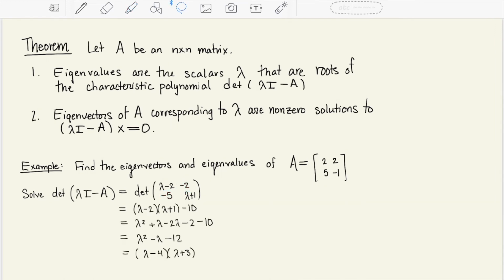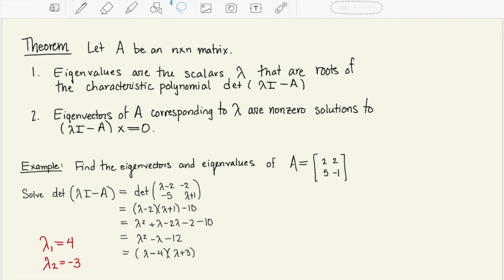Working out this determinant is going to produce a polynomial because there are lambdas as entries of this matrix. So we write out, using the 2x2 determinant formula, AD minus BC, this expression, expand it, regroup terms, and factor. Now it's easy to see that the roots of this polynomial are 4 and minus 3. And those roots are our two eigenvalues, 4 and minus 3.